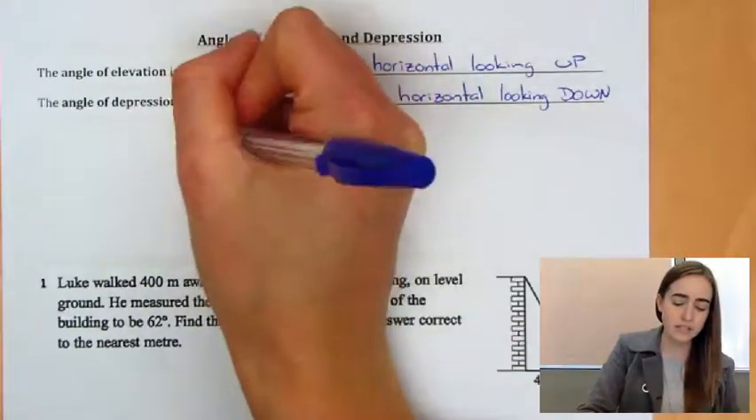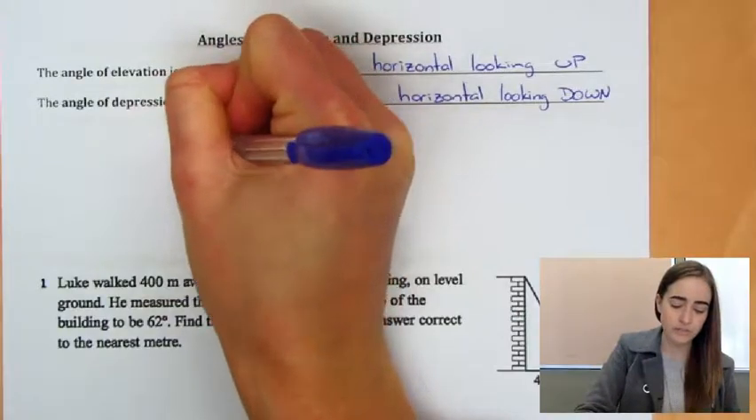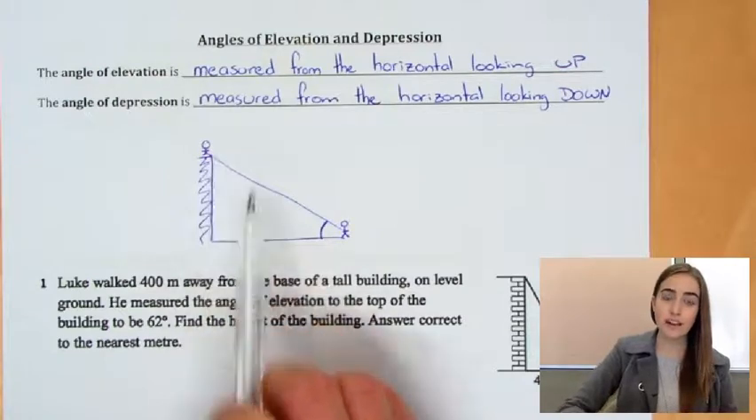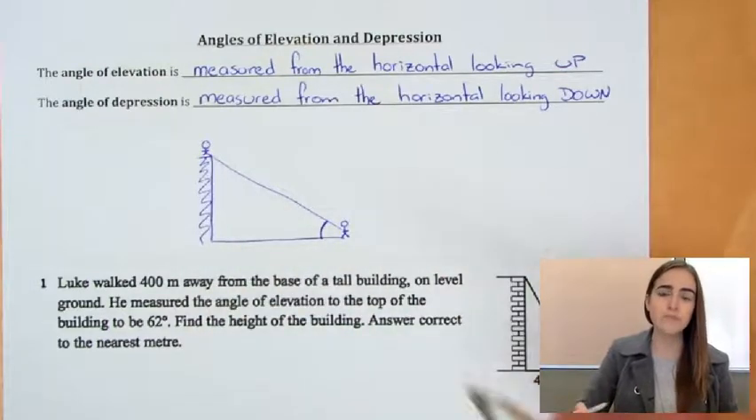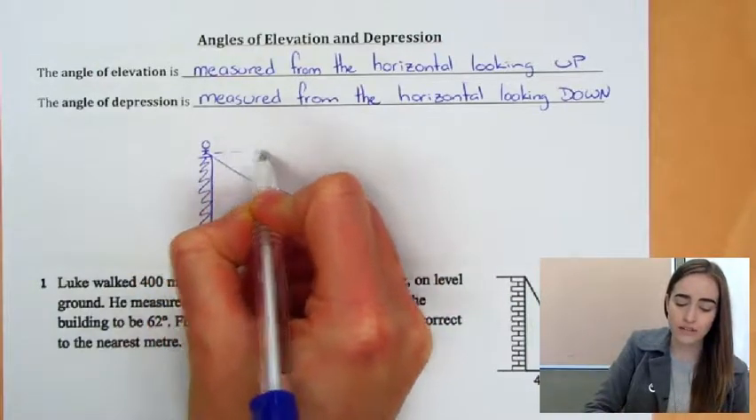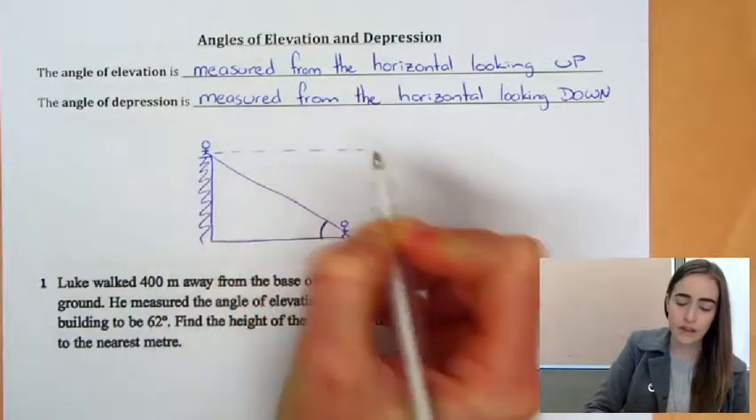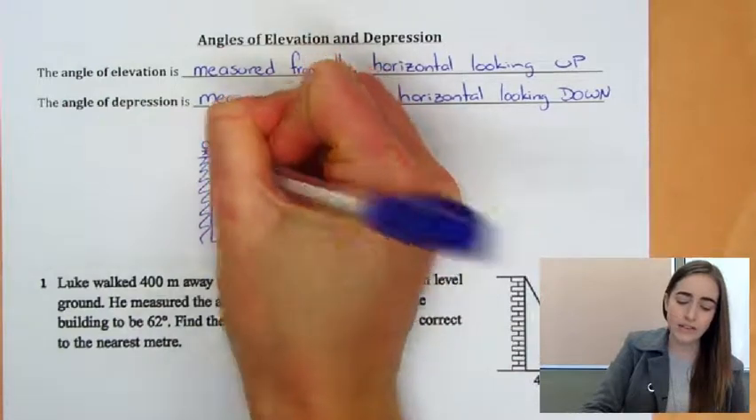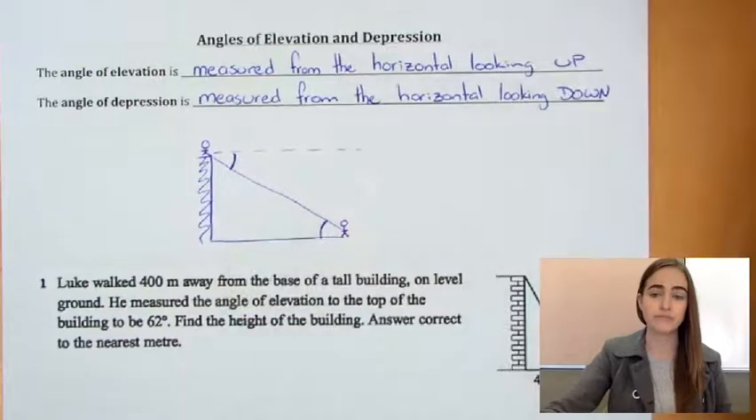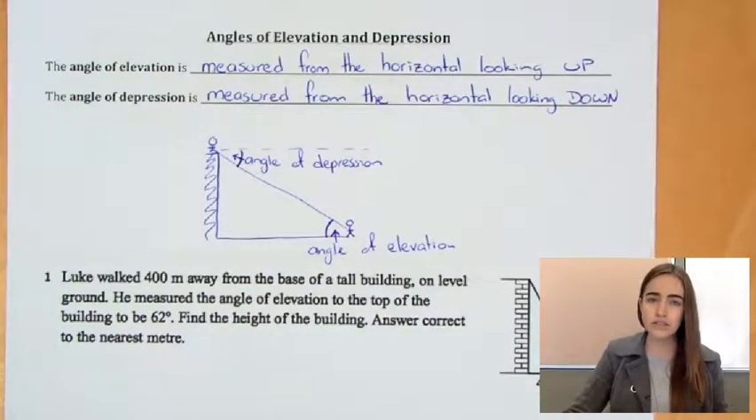Now, if you imagine there's somebody standing on the top of the building and they're looking down, then the angle that they have to look down is the angle of depression. But it's still measured from the horizontal, so we need to draw a horizontal line in there. And that angle that they have to look down, that there would be our angle of depression. So let's have a look at what angles of elevation and depression look like in problems.